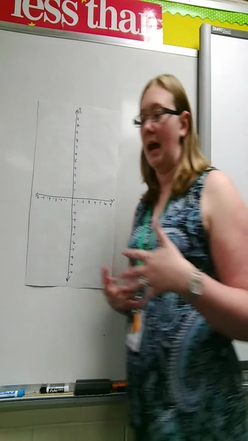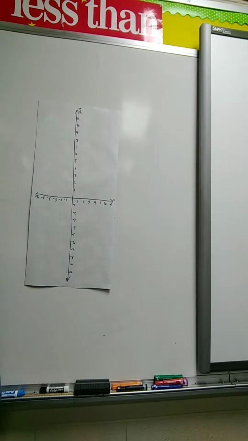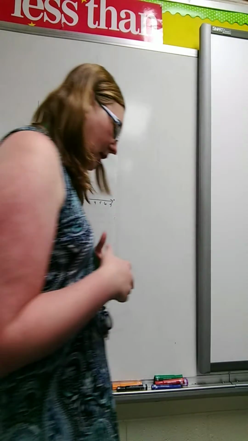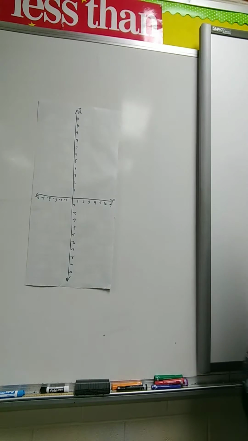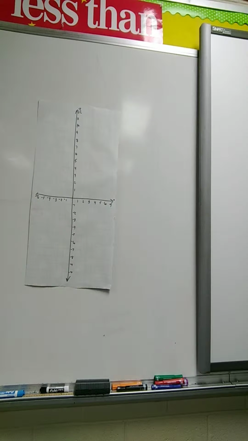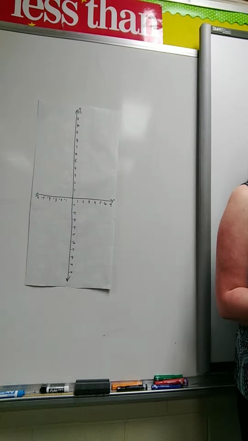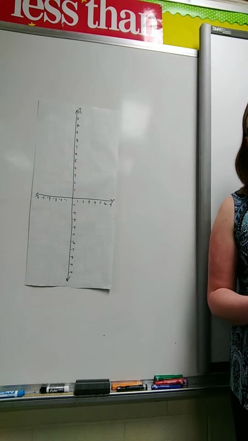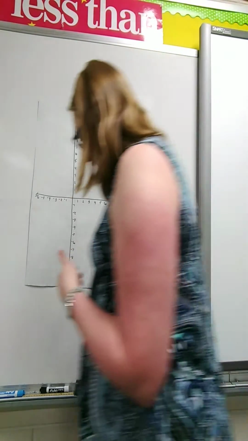Who can remind me, how do we write an ordered pair? Yes, ma'am. X value first and y value. Okay, so we have an x value, a comma, a y value. Do we put anything around them? Parentheses, very good. So our solution will be written in a set of parentheses with our x value, comma, our y value. All right?